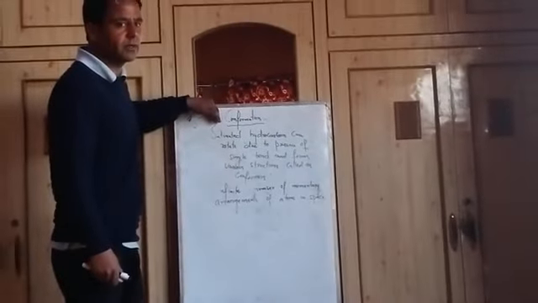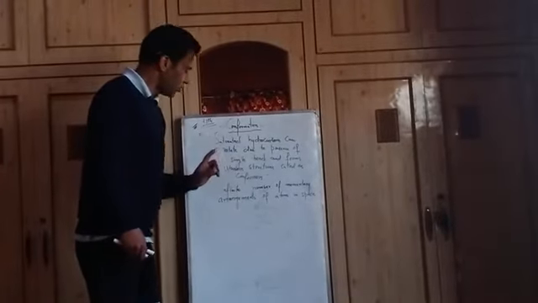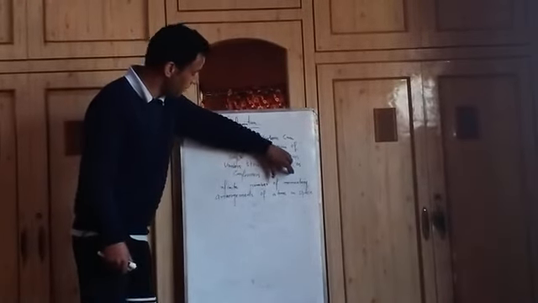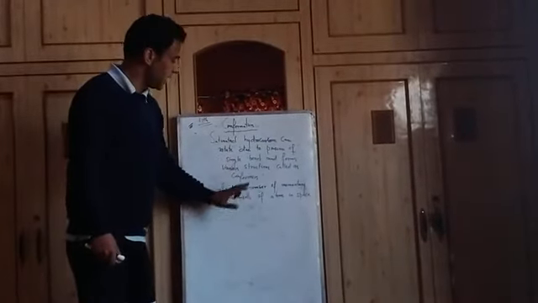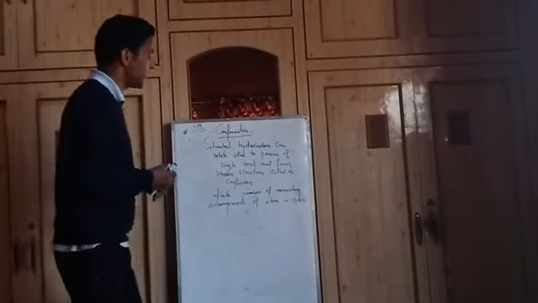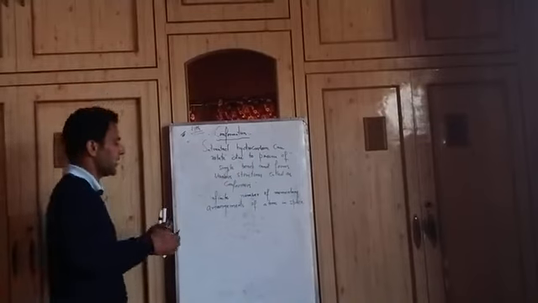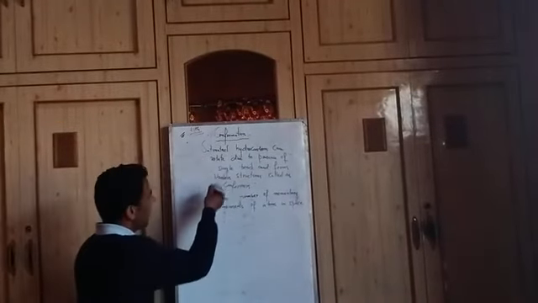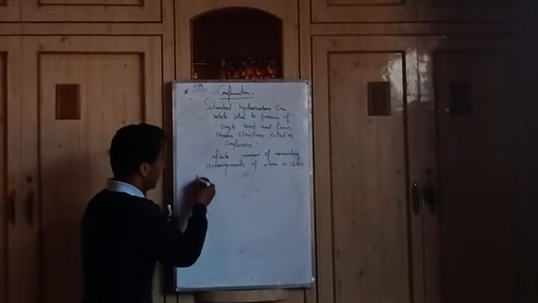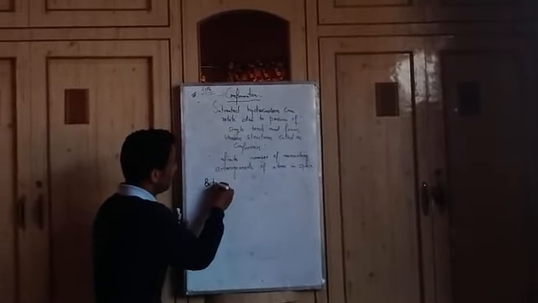So let's explain what this is. First, you have to remember that infinite number of momentary arrangements of atoms in space is called conformation. Now let's explain. For example, we are going to discuss the conformation of butane. Let's take the example of butane.